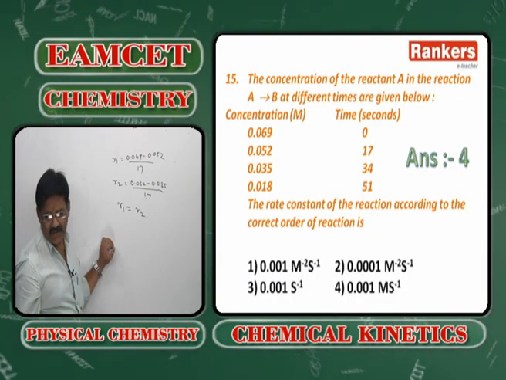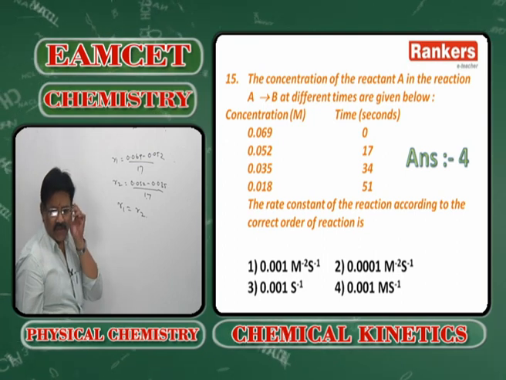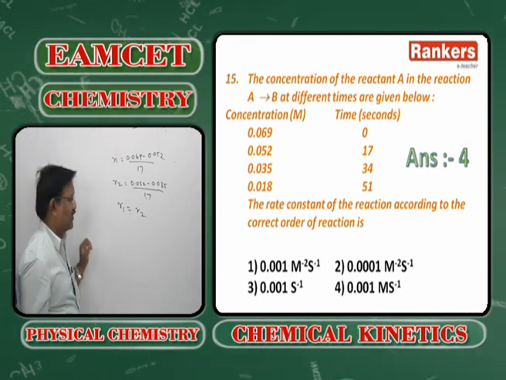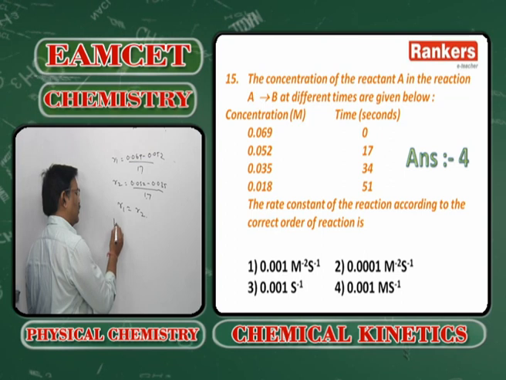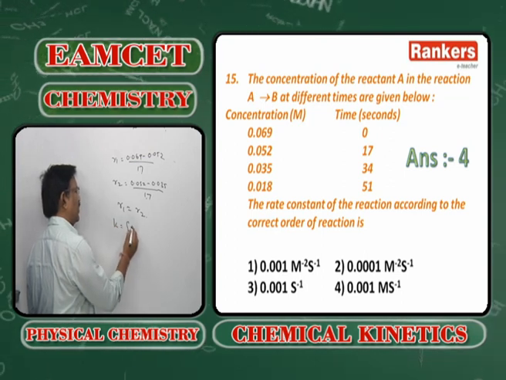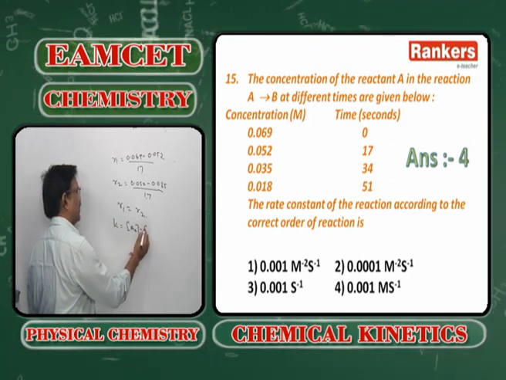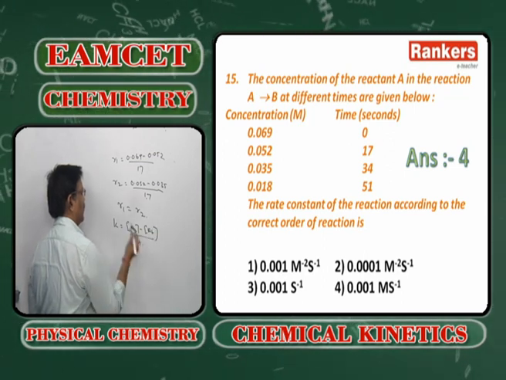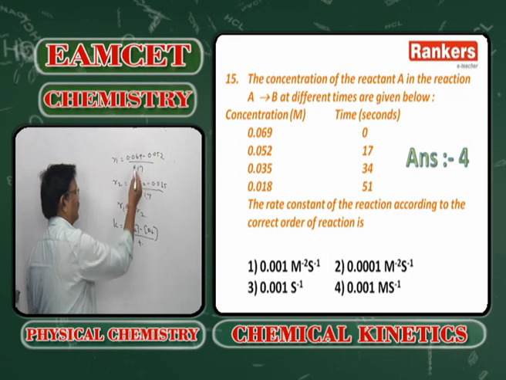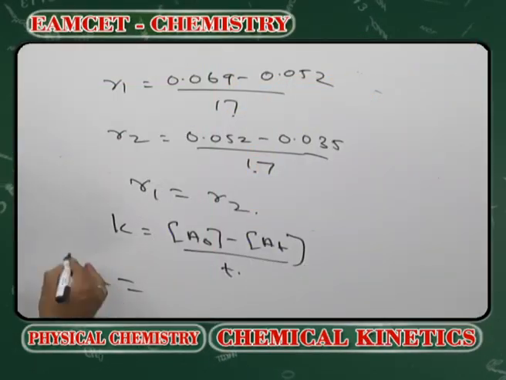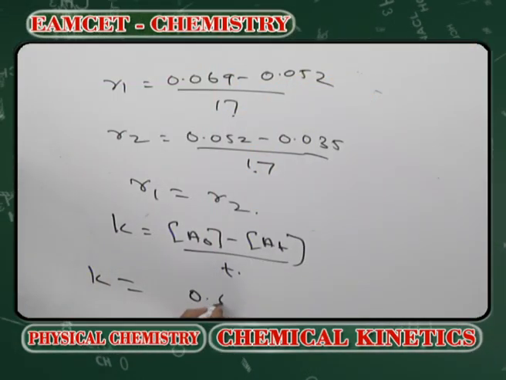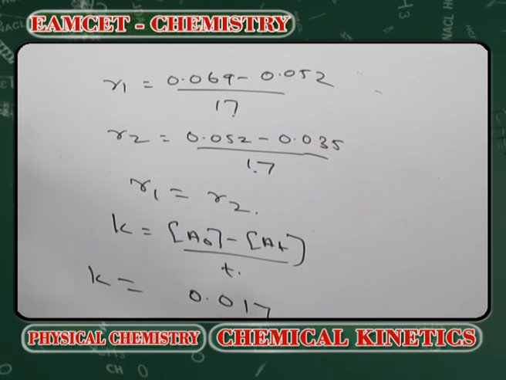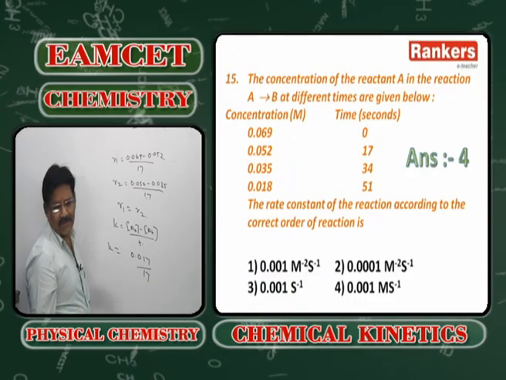What is the rate constant of the reaction, what is the k value? k value is equal to a0 minus a by time t. So k will be equal to 0.017 by 17. So option 4 is the answer.